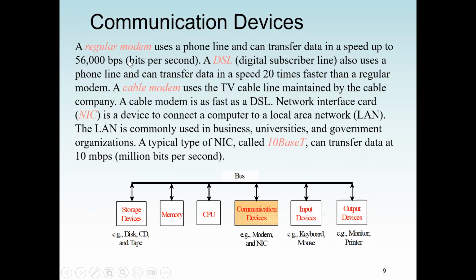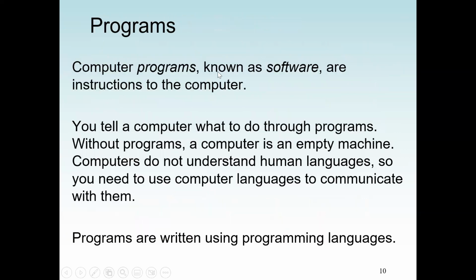In those days, there was no YouTube and not much information online. Today, we cannot use 56 kilobits per second for the internet because we have such a huge amount of data. Also, a cable modem uses a TV cable line maintained by the cable company. So a cable modem is as fast as the DSL also. Most computers today use the DSL, or even now we are using fiber optic cable, the even faster internet also.